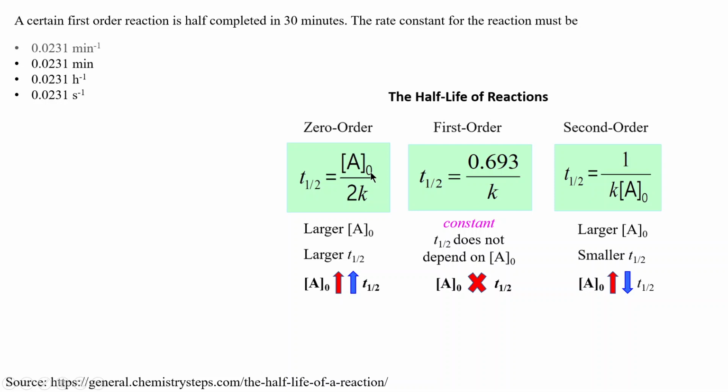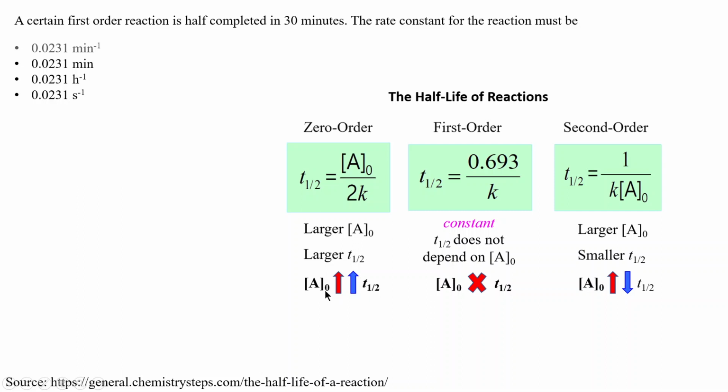In zero order, the half-life is directly proportional to the concentration. You can clearly see that T half is equal to the initial concentration divided by twice the rate constant. So the larger the initial concentration, the larger is the half-life. As I said in the previous example, the zero order reaction is strongly related to its concentration. So when the initial concentration is higher, your T half will also be much higher.